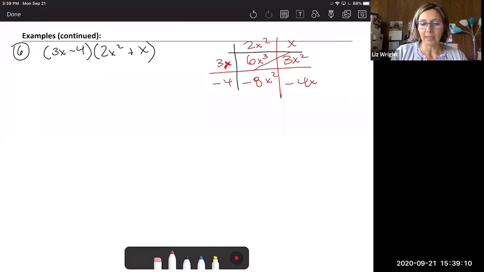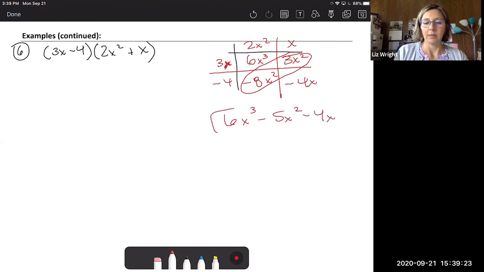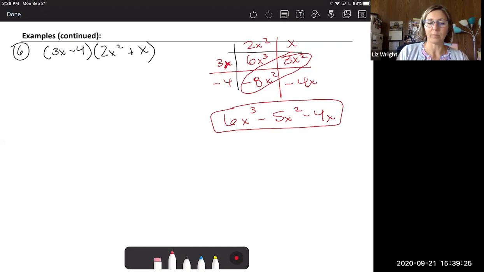And then typically, not always, but typically along the diagonal, you can combine those like terms. And so then our answer would be 6x cubed minus 5x squared minus 4x. And that would be the answer to your problem. Otherwise, you can do FOIL.